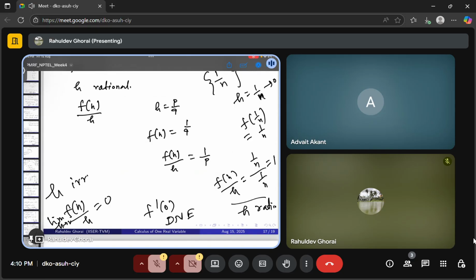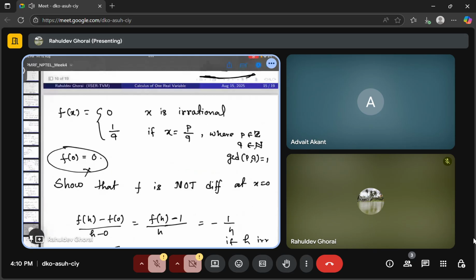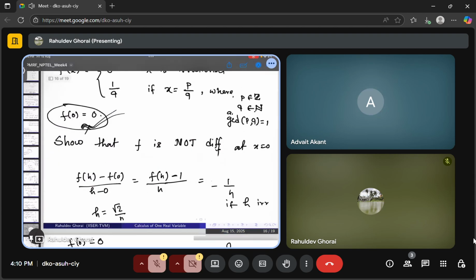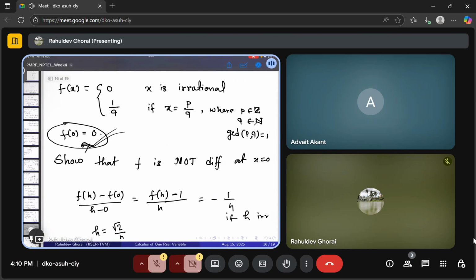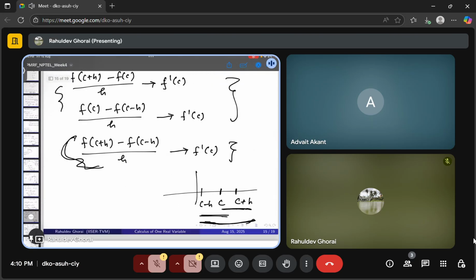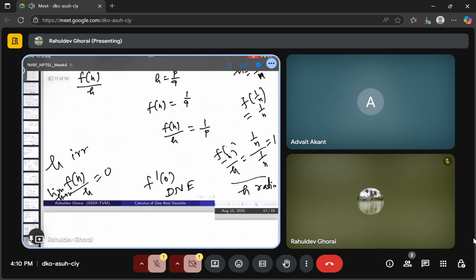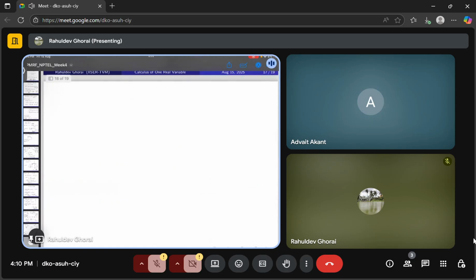So f of 0 equal to 0 is important. Otherwise it would be a little easier, right? Yeah, some questions like this, there are many questions where I forgot. If I have to check a few things, then only I will get to know.